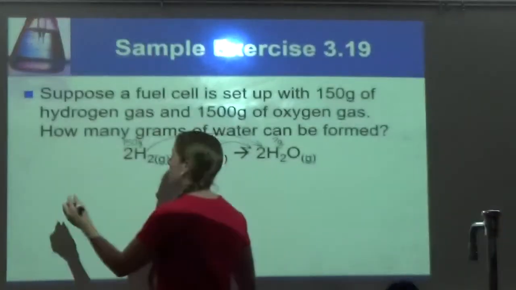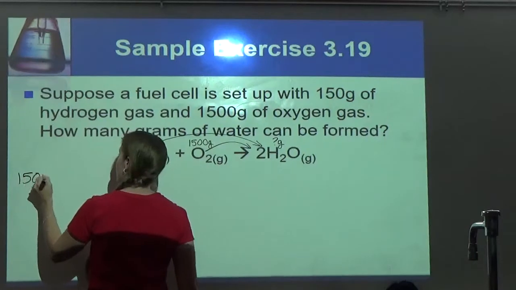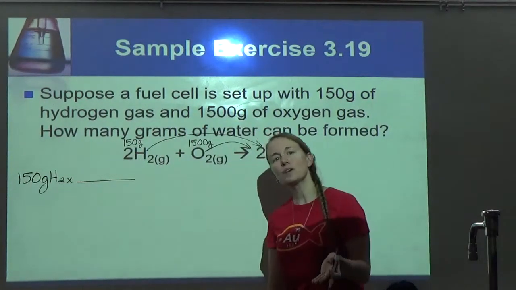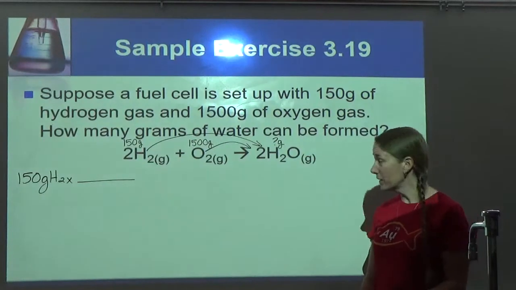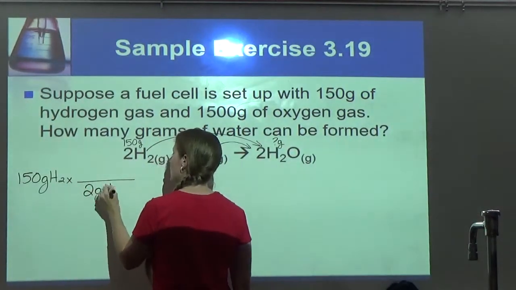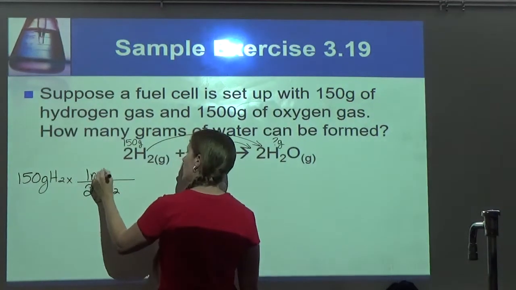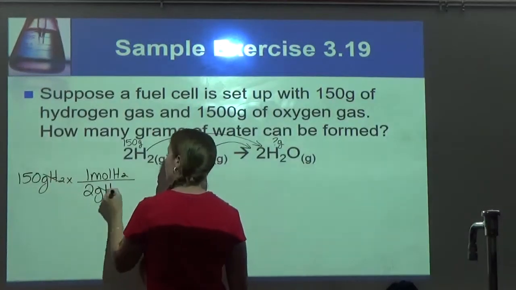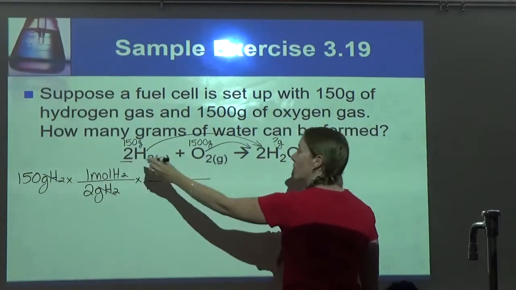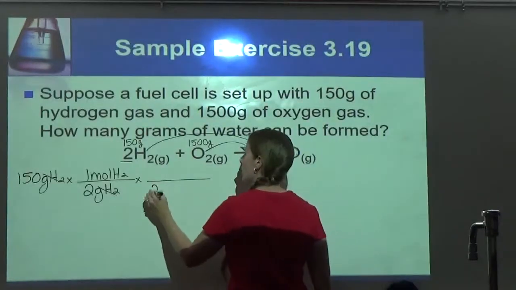Okay, so I'm going to start with my 150 grams of hydrogen. Now, because we've already done basic stoichiometry in the previous video, I'm going to do these steps pretty quickly. Okay, so I'm going to change from grams to moles. So 2 grams, which is my molar mass of H2, is 1 mole of hydrogen. Next is mole ratio. 2 moles of hydrogen makes 2 moles of water.